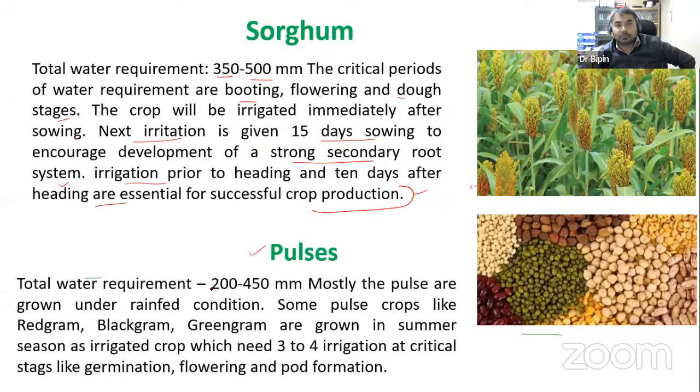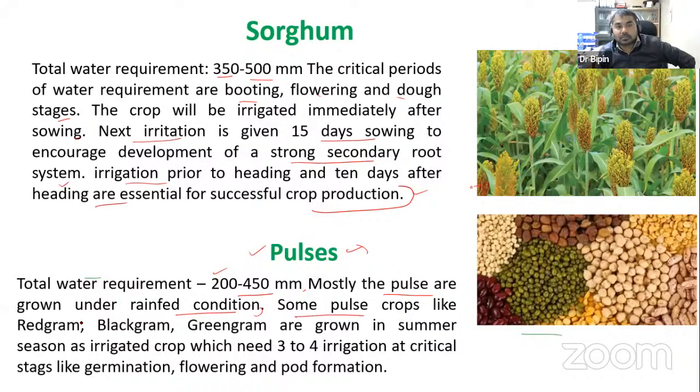And pulse, if you see, the pulse requires very little water, 200 to 450 mm. And mostly if you see the pulse crop, those are confined to the Bundelkhand area and dryland area. Those are marginal land where the pulses are confined. Why? Because the water requirement of this crop is very less in all the pulses. Mostly the pulses are grown under rain-fed condition, you can see here.